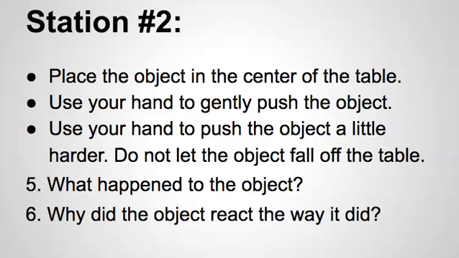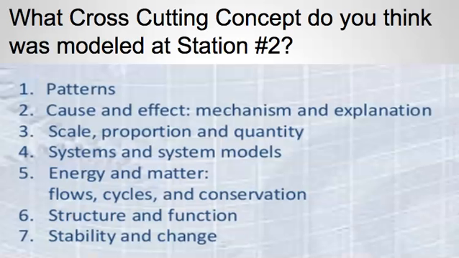So what happened to the object? And then, why did the object react the way it did? Was anybody surprised that the car moved? Did anybody push the car and say, whoa, the car moved. What's going on here? So we're used to that. There should be no surprise. We push, the car moves. So when we look at the cross-cutting concepts, which cross-cutting concept do you think was modeled at station number 2?